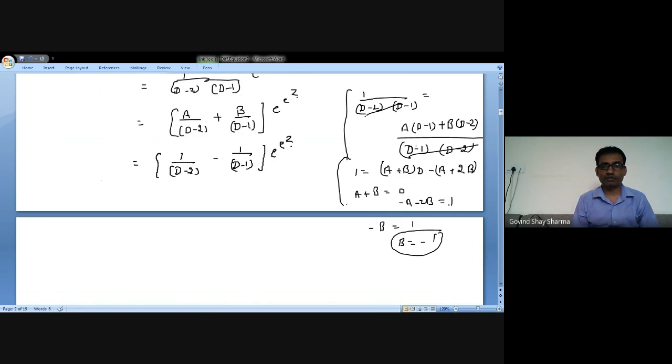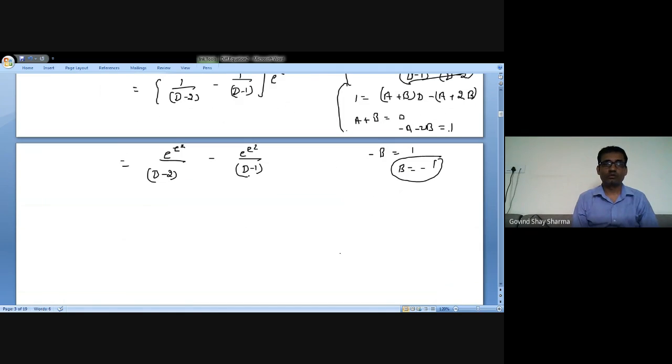Now we take inside the operators: e to power z upon D minus 2 minus e to power z upon D minus 1. Okay, students? Now we call these I1 and I2. First we have I1, the solution of this by the general method.